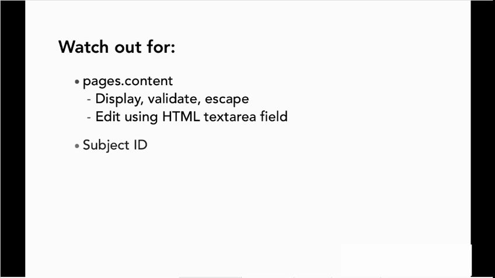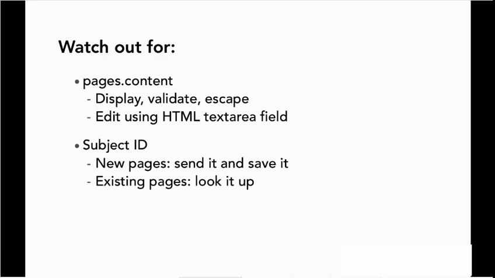The next thing to watch out for is subject ID. When we were working with subjects, there was no parent above it, but pages have a parent ID. So when we're creating new pages, we need to know what subject they belong to. You'll want to send the subject ID with that request to create a new page, and then you're going to want to make sure that you save that in the database as well, so that we have the relationship between the subject and the page. For existing pages, you can look it up. You don't have to actually send the value in the URL. You can just look it up in the database if you know what page you're working with.